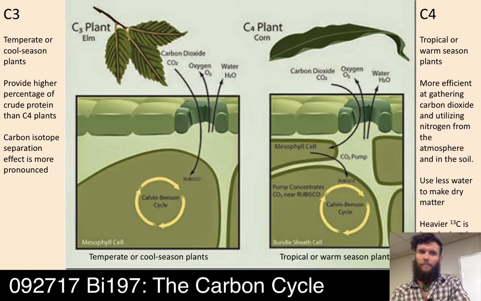All right, but before I flash forward, any questions about C3? The take-homes are not in the diagram. The take-homes are in those bullet points on the side. Temperate cool season, tropical warm season, carbon isotope separation more pronounced in C3, more efficient carbon and nitrogen utilization in C4, uses less water, and less of the C13 is depleted. There's a higher ratio of C13 in the C4 plants.